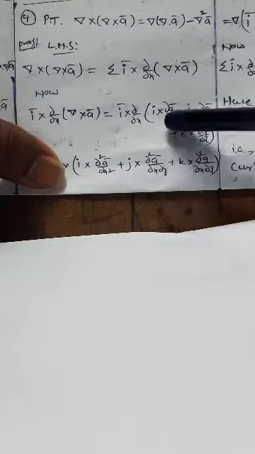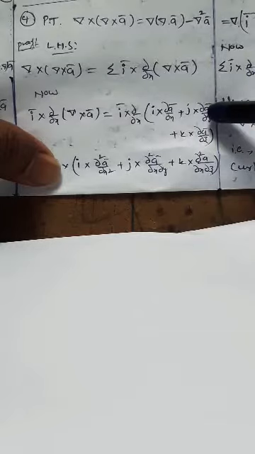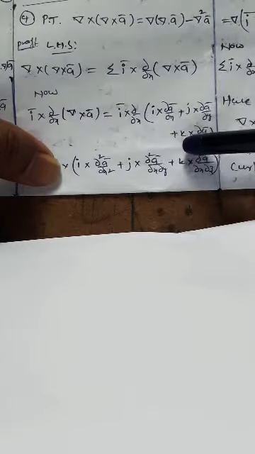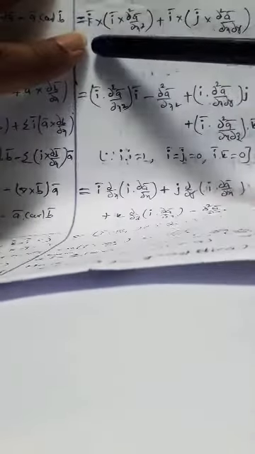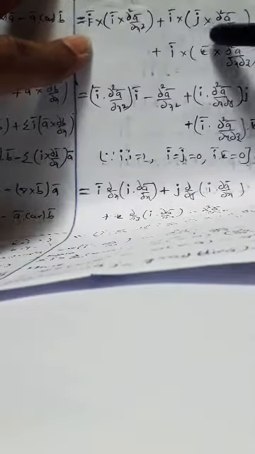Now i cross of, you can multiply with this one. i cross ∂²a/∂x² plus j cross ∂²a/∂x∂y plus k cross ∂²a/∂x∂z. Clear? Now this is in the form of a cross of b cross c. Here also a cross of b cross c. Here also a cross of b cross c. To apply that formula, here we will get a cross of b cross c plus a cross of b cross c. Just now I will see the formulas here.